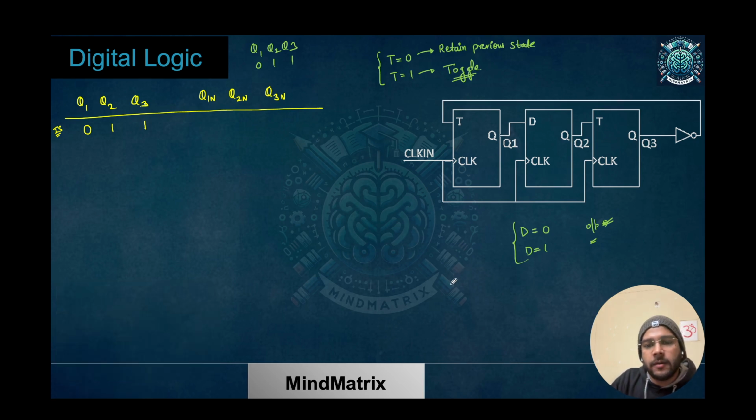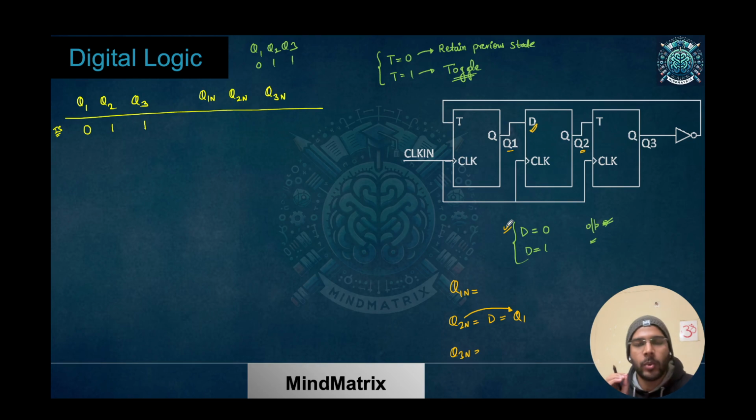So carefully understand, when we write for Q1n, we need to write for Q2n, and we need to write for Q3n. In case of Q2n, as it is a D flip-flop, Q2n is going to take the value of D, and D is what? D is taking the value of Q1. So basically we can say Q2n is nothing but Q1. As I explained, in case of a D flip-flop, whatever is the input, that is going to give you that output.